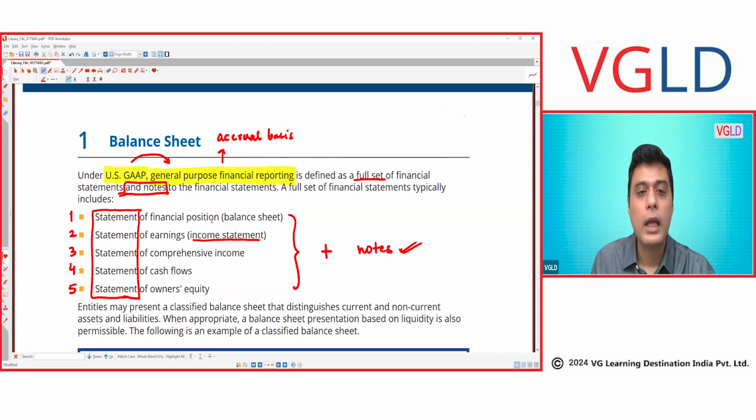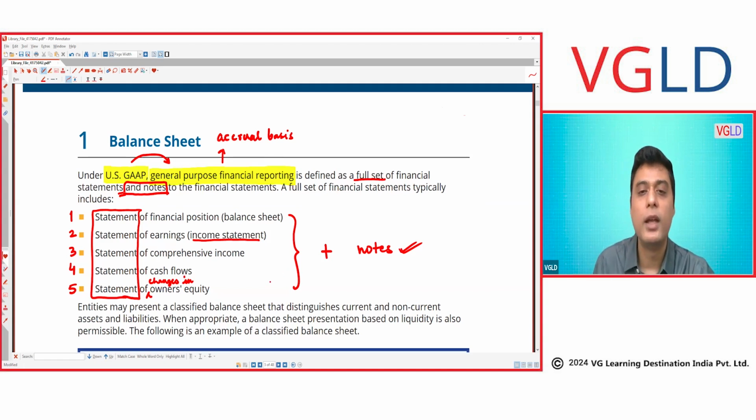Now, statement of financial position is the balance sheet. Statement of earnings is the income statement. In the US, they call it the income statement, not P&L. Statement of comprehensive income, we will talk about it. Then statement of cash flows, there's a separate module on this. And then statement of owner's equity. And by the way, this is the statement of changes in owner's equity, so not just the statement of owner's equity.